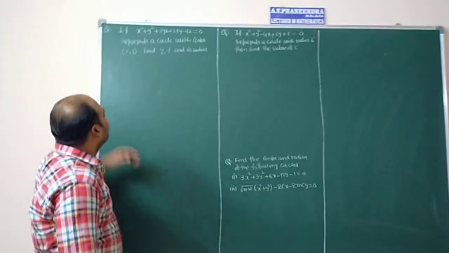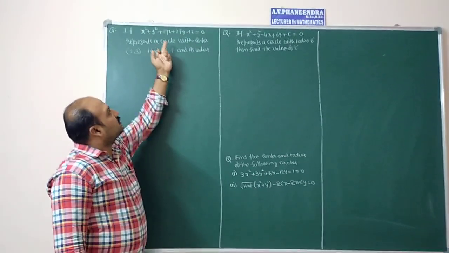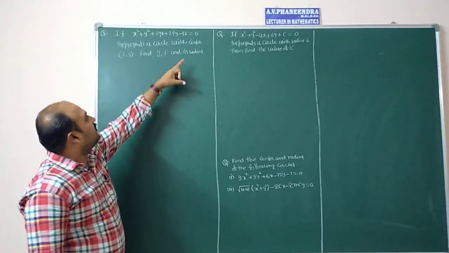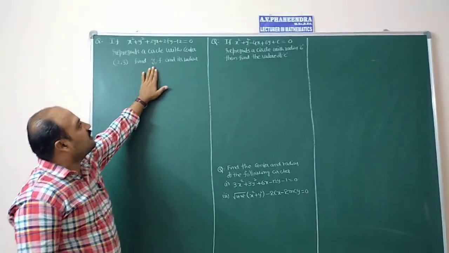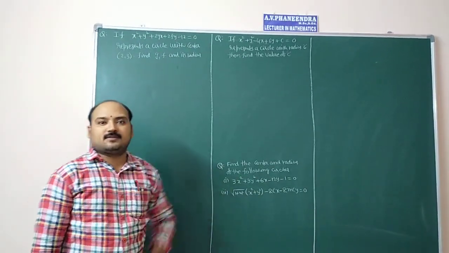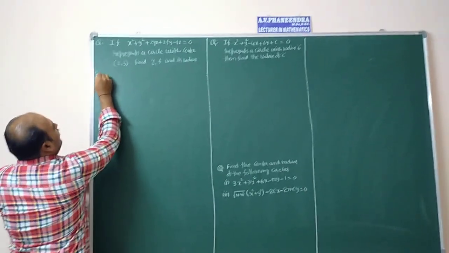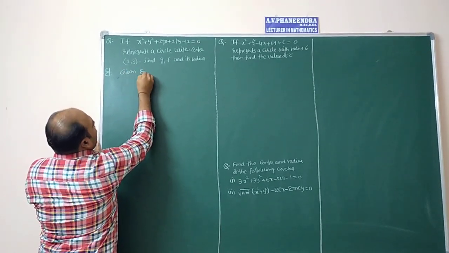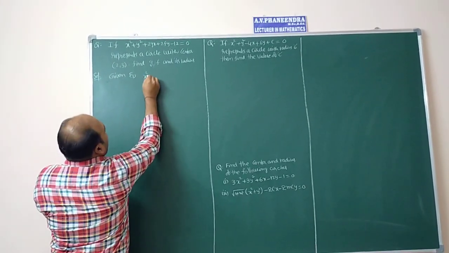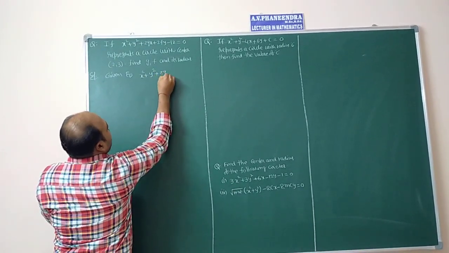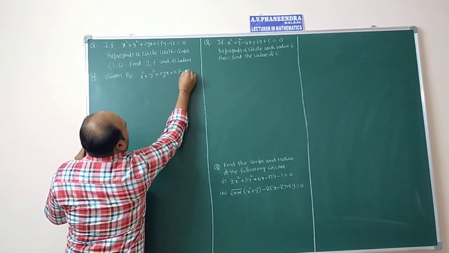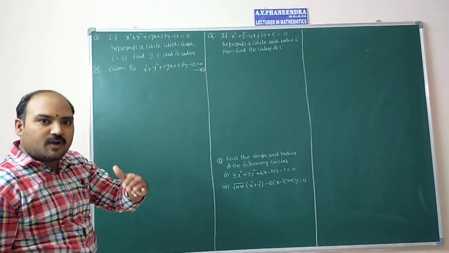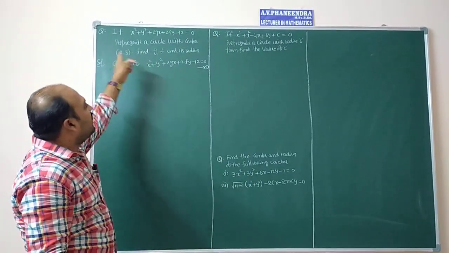Next question. If x square plus y square plus 2gx plus 2fy minus 12 equal to 0 represents a circle with center 2, 3, find g, f and its radius. Given equation, first given equation, x square plus y square plus 2gx plus 2fy minus 12 equal to 0. Equation number 1. Equation 1 represents a circle with center 2, 3.